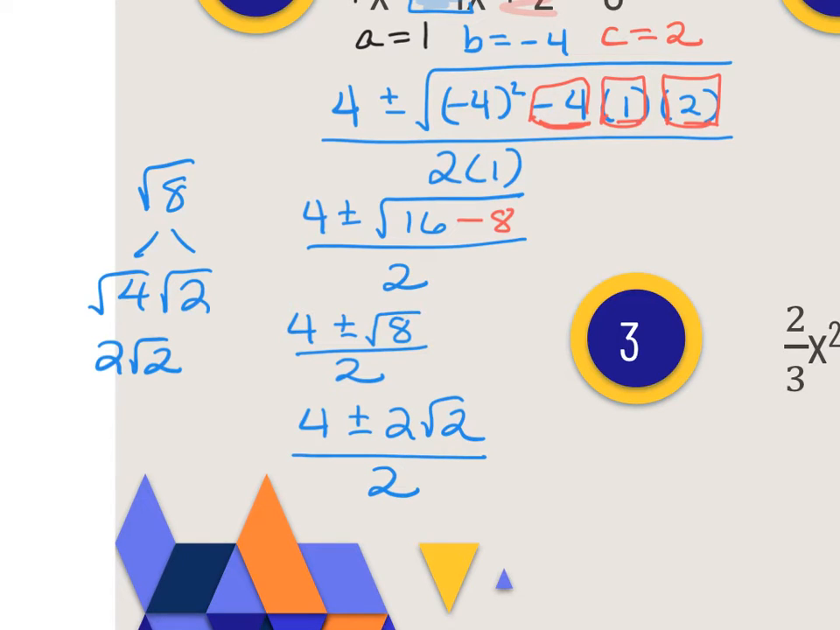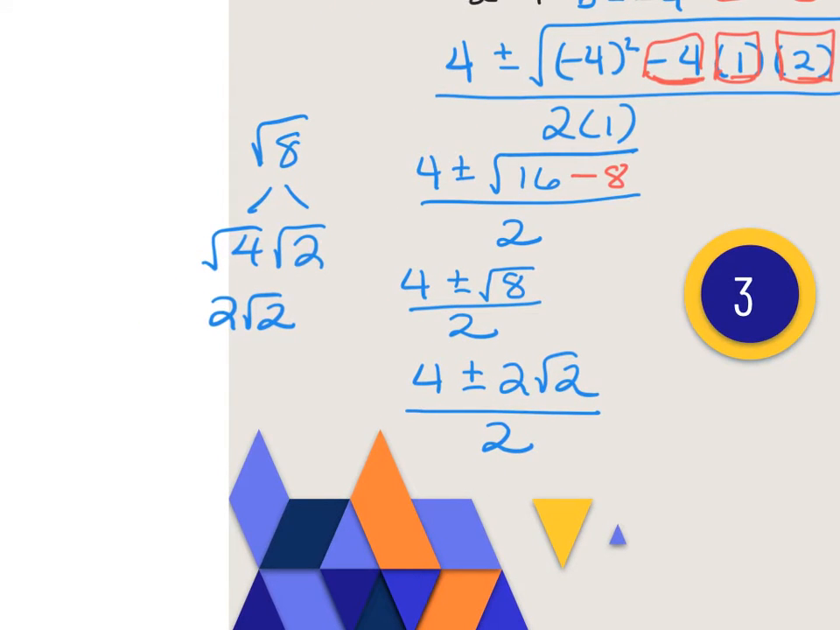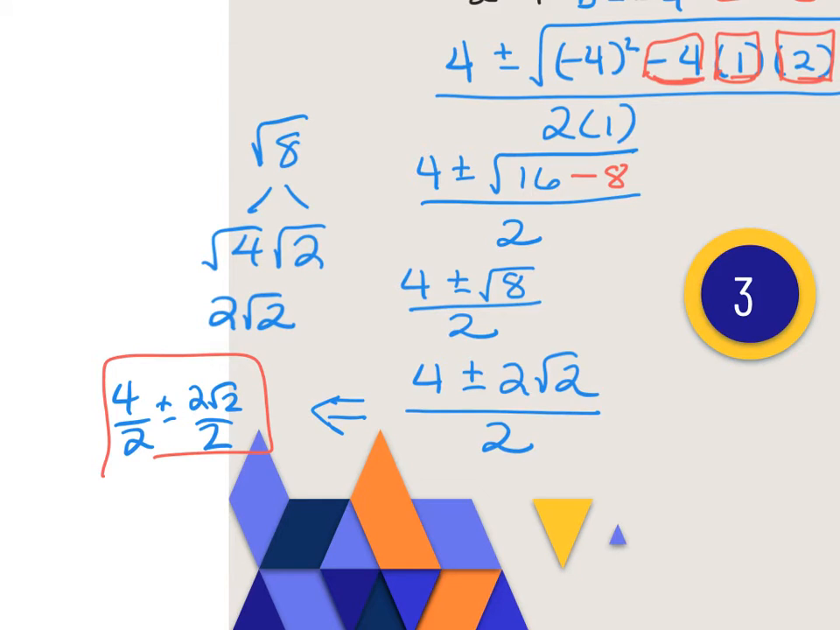Now is when I can simplify. Because again, remember, if I were to have pulled this apart, 4 over 2 plus or minus 2 root 2 over 2, remember, most of our answers were looking like this. So now I can simplify the fraction.